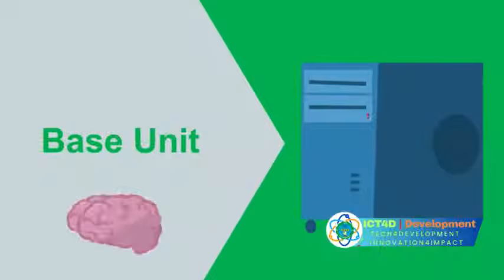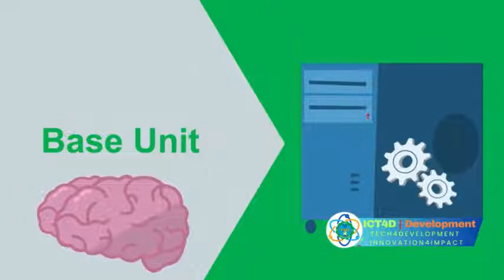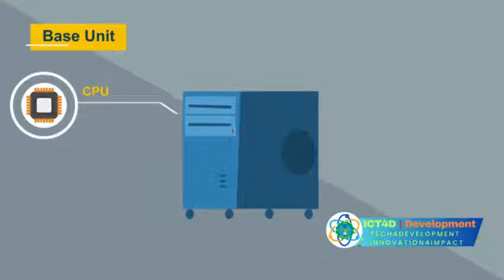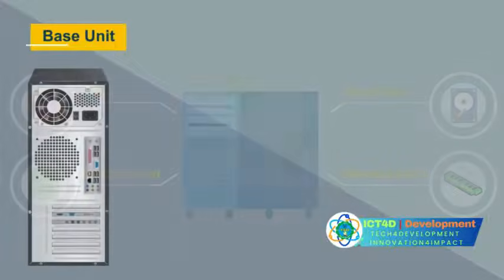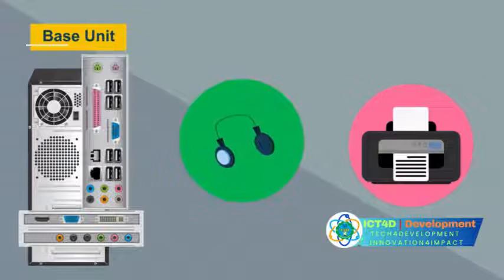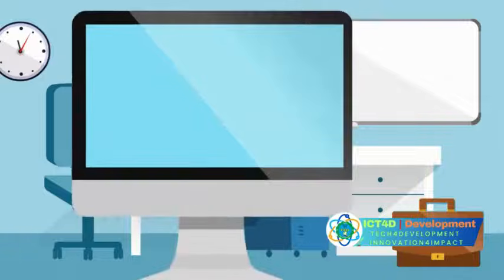The base unit holds the brains of the computer, the physical parts that process information and make the computer function. It contains important components like the CPU, or central processing unit, the motherboard, the hard disk, and the memory units. It also contains ports that allow you to plug additional components or devices into your computer, like headphones or a printer.